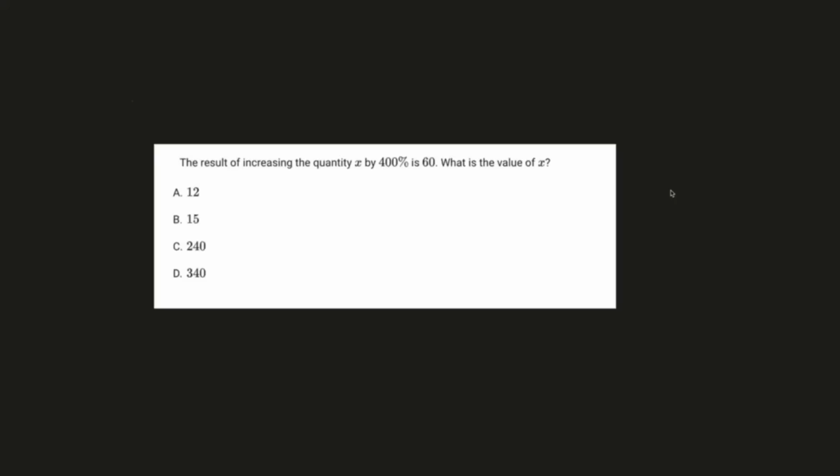So this is a very common percent problem that you might get on your exam. It says the result of increasing the quantity x by 400% is 60. What is the value of x? All right. So first off, let's just write a mathematical equation to represent this scenario. So we have x, that's our starting value. We're increasing the quantity of x by 400%, right? So we're adding 400% of x to x. So we can just represent this by plus 4x. And we know our final value will be 60.